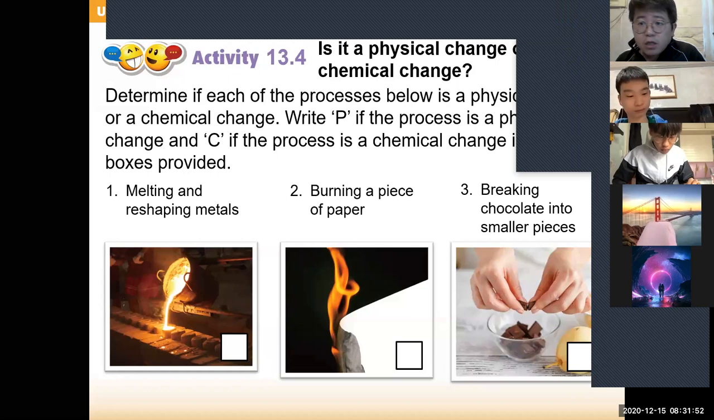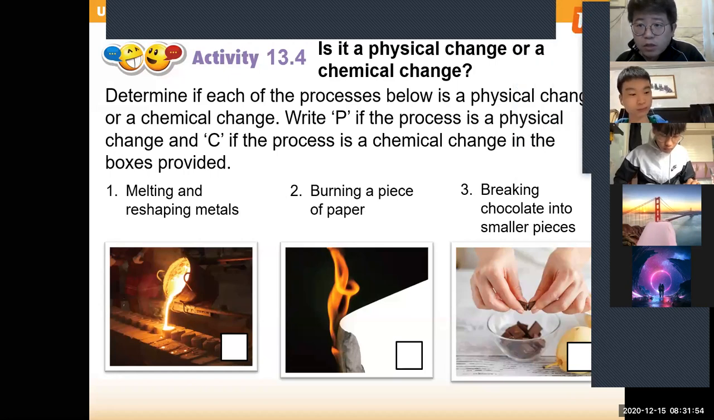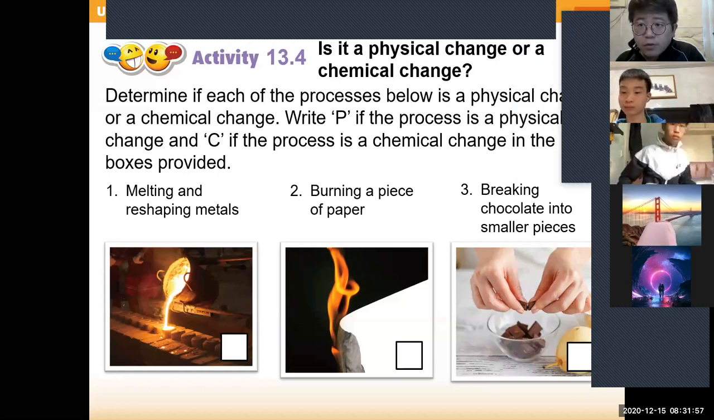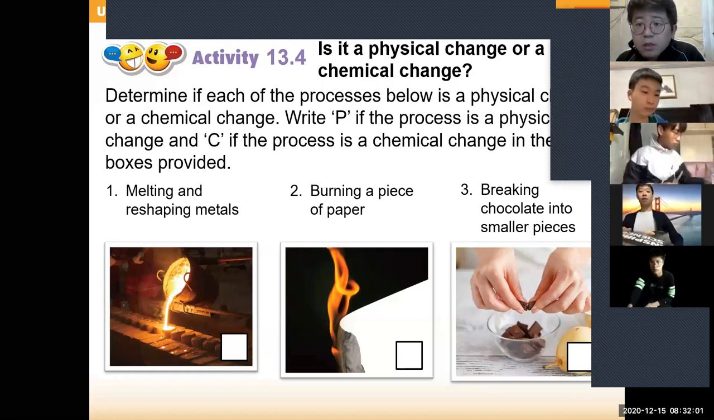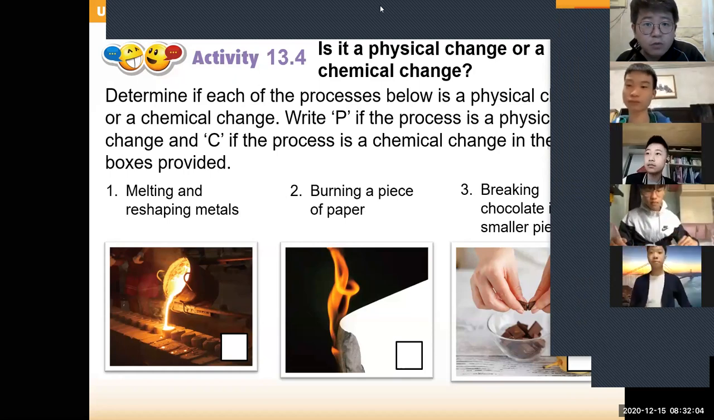While we are waiting, I'd like to double check attendance first of all. Three more to come. Let me see. Activity 13.4, can you see that page? I show it on the screen.